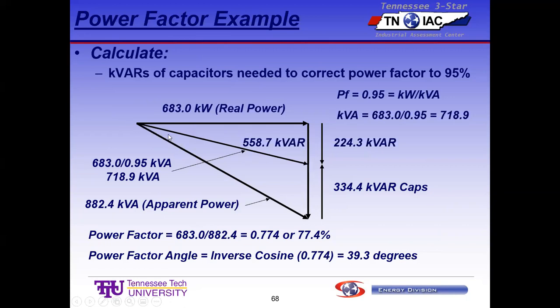So then we have a smaller triangle in here. Well, we're back playing Pythagoras' game. So then we take 718.9 squared minus 683 squared, square root, and we get 224.3.